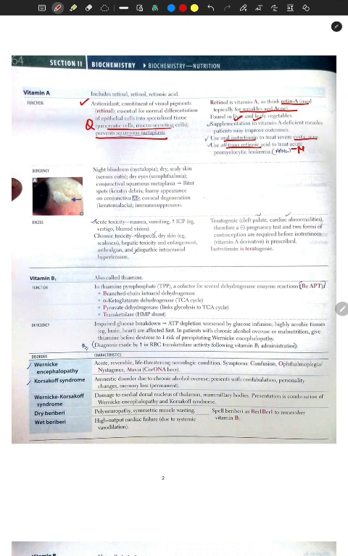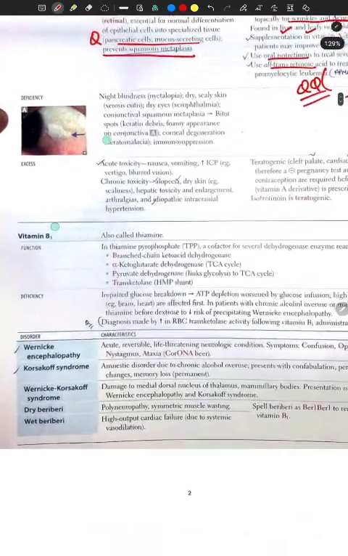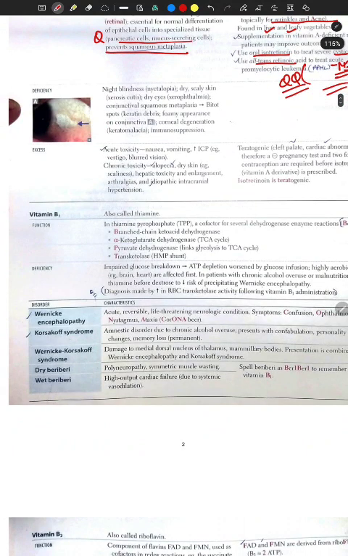AML, acute promyelocytic leukemia, M3 type, that PML-RARA. In that, we will be giving this vitamin A only. So this is very, very important. And you can see conjunctival scarring. So night blindness will be there, dry scaly skin, xerosis cutis, xerophthalmia, conjunctival symptoms, conjunctival squamous metaplasia. This also they have asked. So white spots, Bitot's spots, is nothing but conjunctival squamous metaplasia, and corneal degeneration, keratomalacia, and immunosuppression.